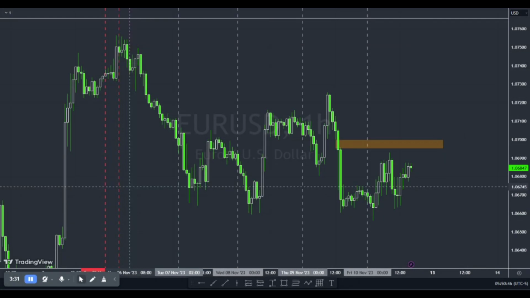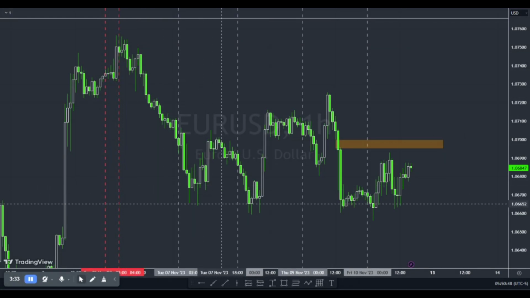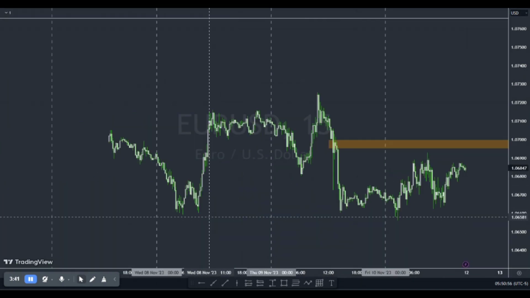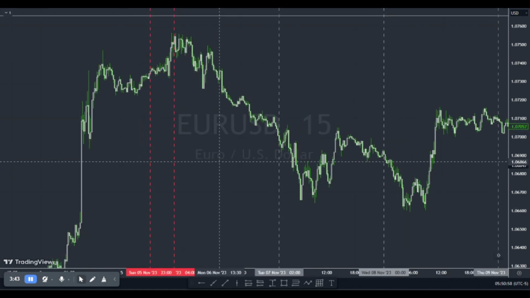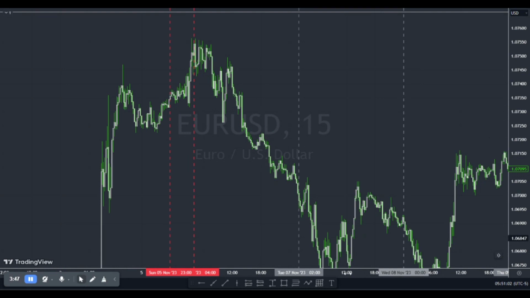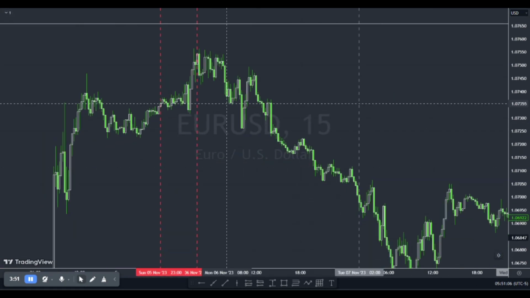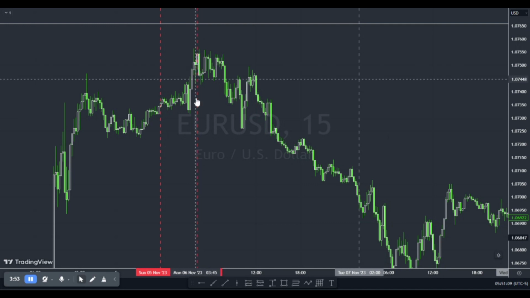So let's go to the 15-minute chart, which is our execution time frame. So let us see the opportunities that were available for us this week, this last week, this previous week. You can see the date is Monday, 6th November 2023. So let's check it out. So this is the midnight open price that I marked out.